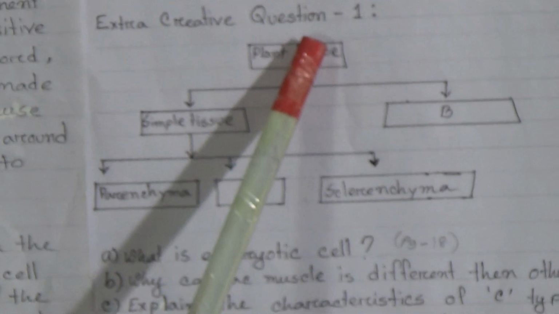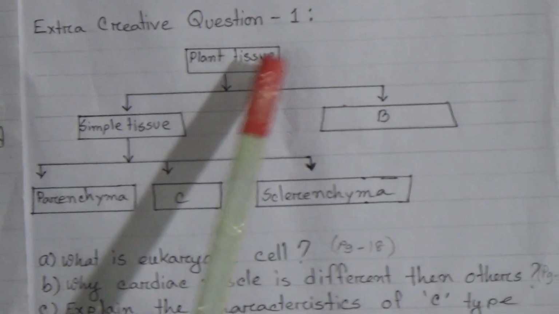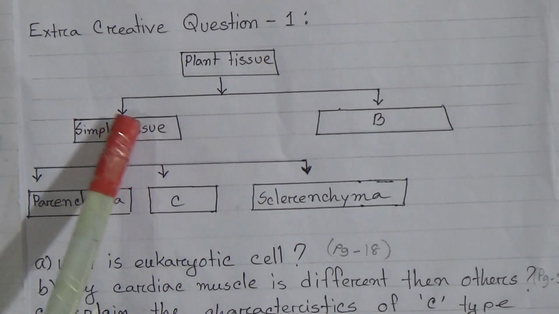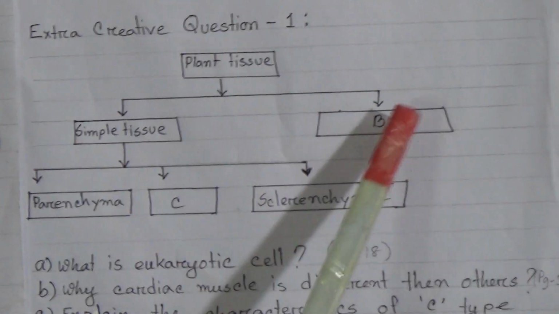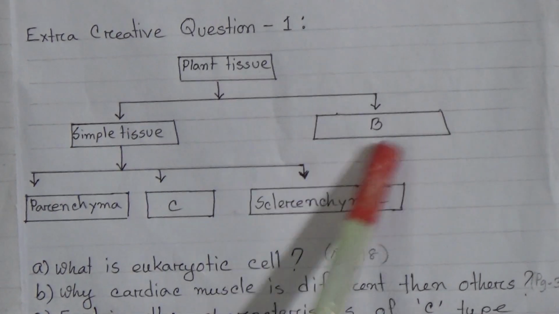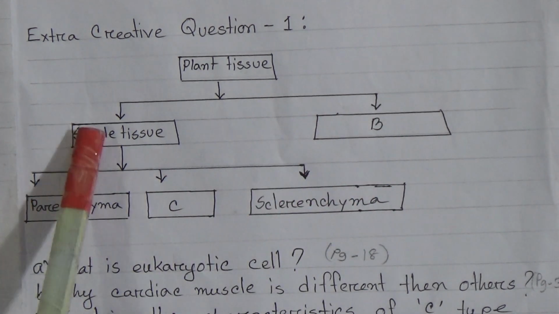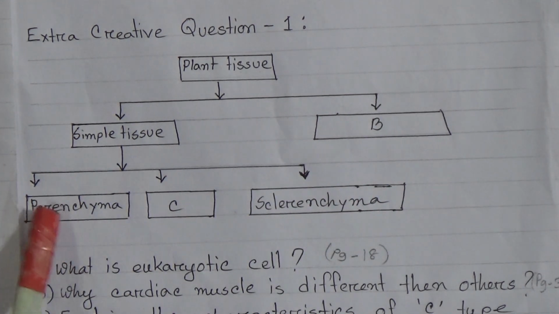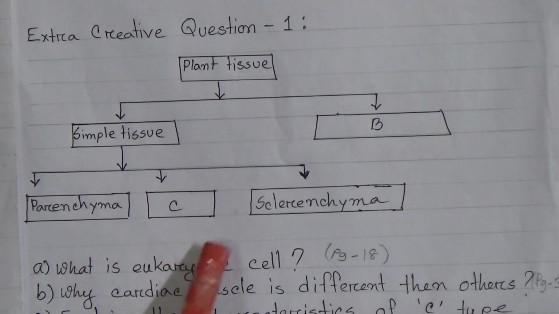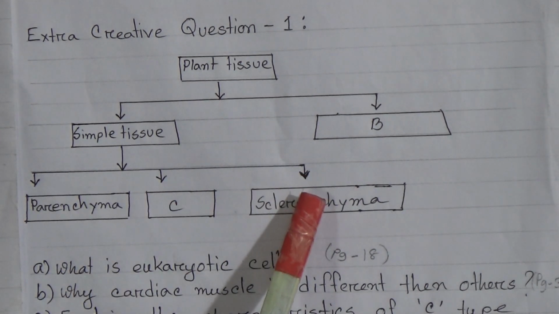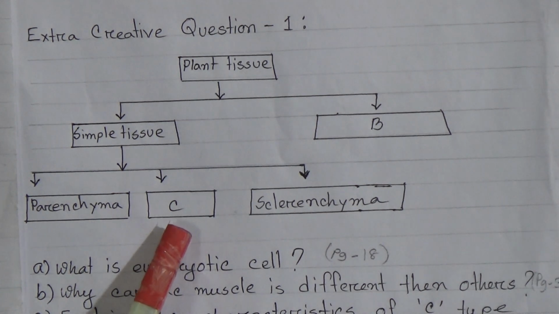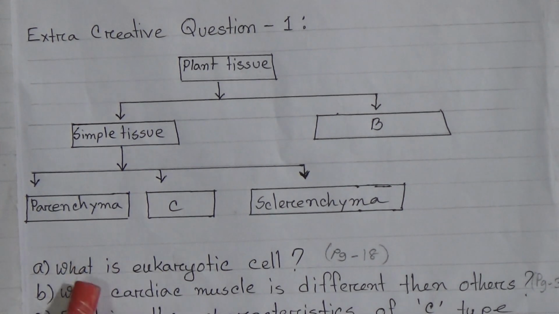This is our extra creative question from chapter 2. This is our stem. The first one is plant tissue. A is simple tissue. Another one, indicated with B, we can easily understand is complex tissue. Here simple tissue can be divided into three kinds: parenchyma, which is indicated with C, and the last one is sclerenchyma. The C is collenchyma. Now come to the question.